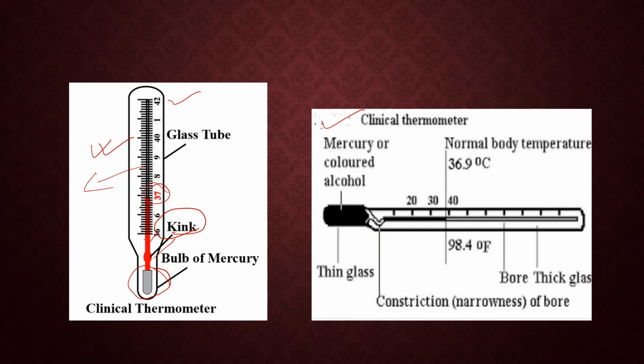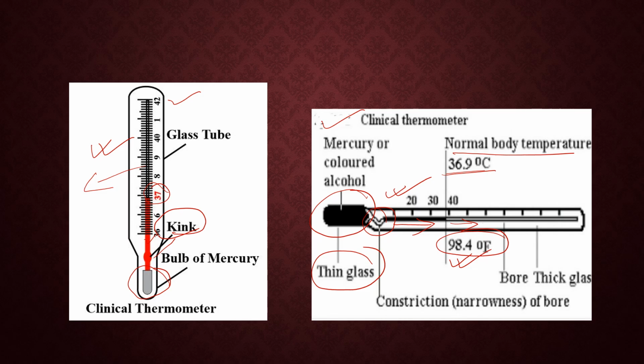Now on the right side, you see, this is also a clinical thermometer. It has dual readings. On top it has the Celsius scale, and below it has the Fahrenheit scale. So Fahrenheit normal is 98.4 degrees, and in Celsius it is 36.9, or you can say 37 degrees Celsius is the normal body temperature. Here is the constriction or kink. This is the mercury bulb, and this is a thin glass because it should absorb the body temperature and then raise the mercury through this level so that you can obtain the particular body temperature.